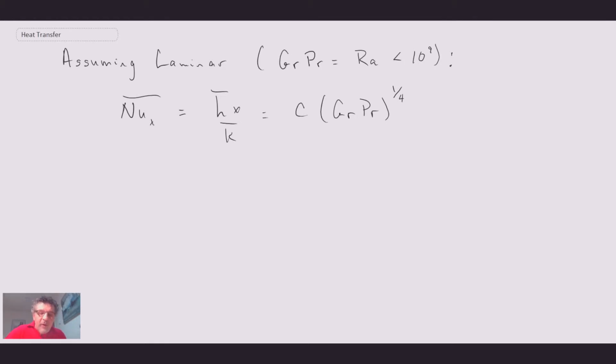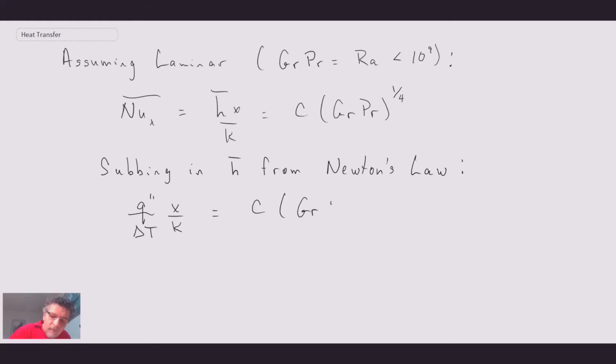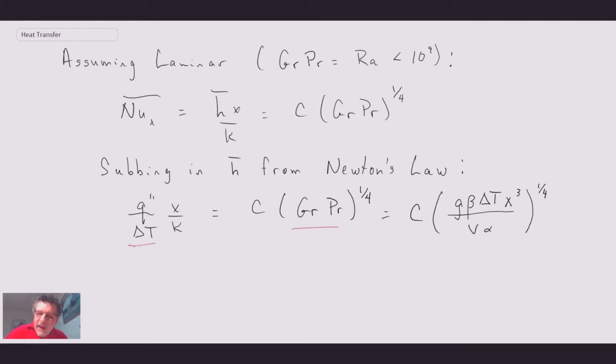So with this, we're going to sub in for the convective heat transfer coefficient here. We're going to use Newton's law of cooling from what we just looked at, so let's go ahead and do that now. Okay, so we get this equation here. What I've done is I've subbed in for the Rayleigh number, the Grashof-Prandtl. This here is our convective heat transfer coefficient H.